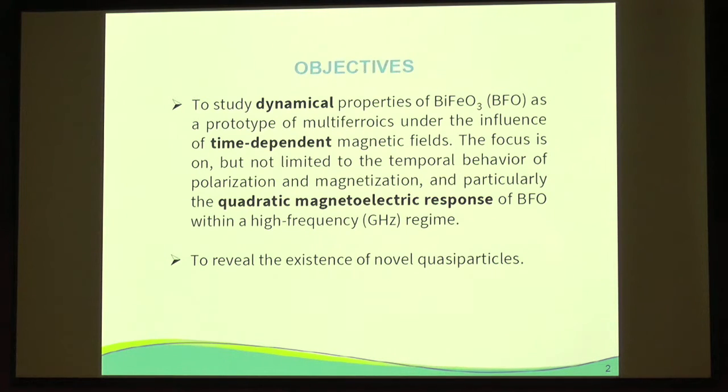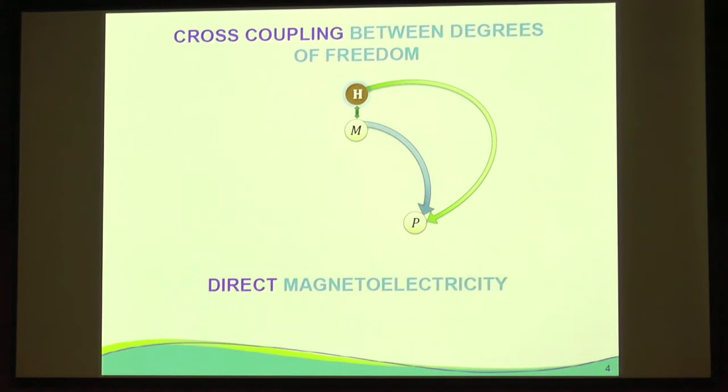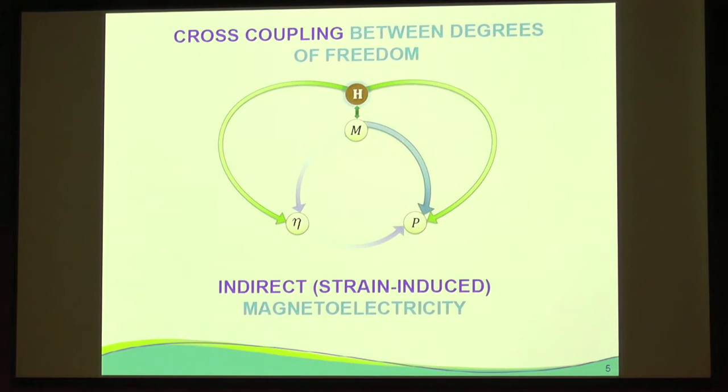Also, we are trying to reveal the existence of some maybe novel quasi-particles. So everybody in the audience is probably familiar with this cross-coupling. Here we are mostly focused in this area, like how to affect polarization with applying a magnetic field. This can happen in two ways. The first way is the direct way. You apply magnetic field, you affect polarization. And the other one is the indirect way. You apply magnetic field, you affect the strain, and then the strain affects polarization.